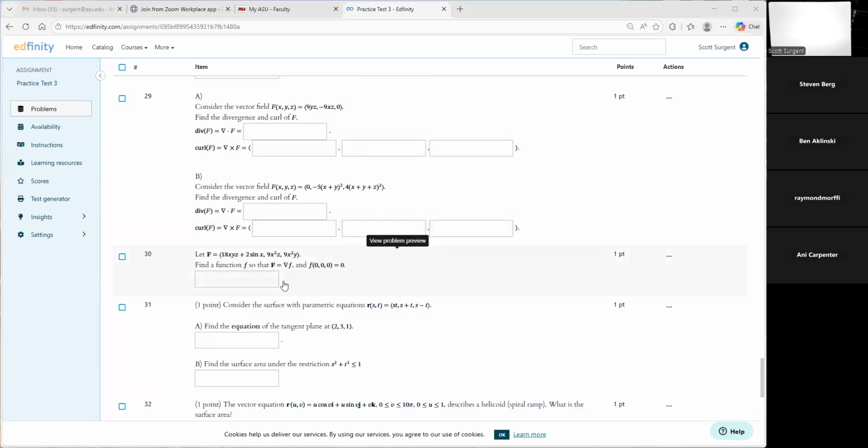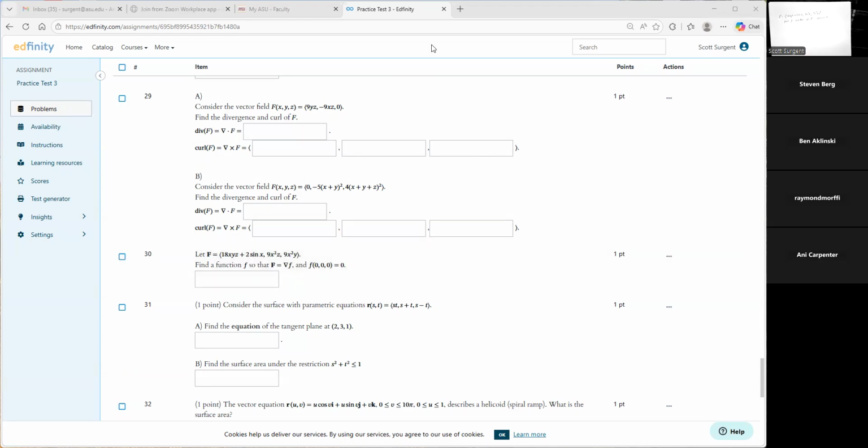All right. So we have vector field F. Yeah, it's kind of bizarre looking. 18xyz plus 2 sine x, 9x squared z, 9x squared y. You're trying to find a function such that its gradient is the vector field. And of course, I want the origin to be 0 as well.